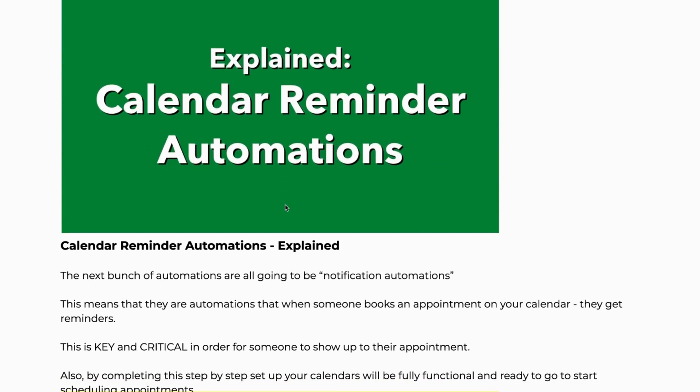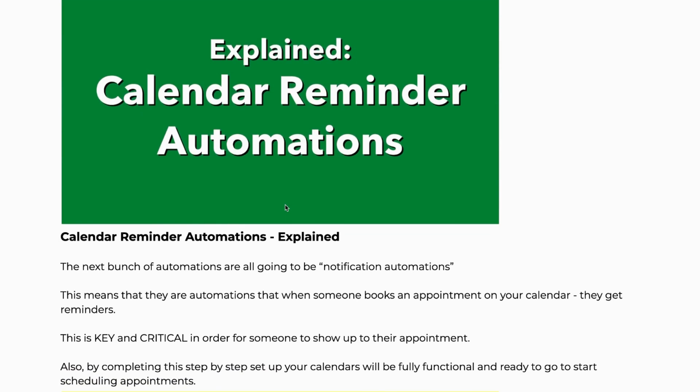So already we talked about notification automations, right? But this one is going to be a little bit different. These automations and the series of automations that we're going to walk you through are for when somebody books an appointment on your calendar. They're going to get reminders, right? SMS, email, all these types of different reminders, right?